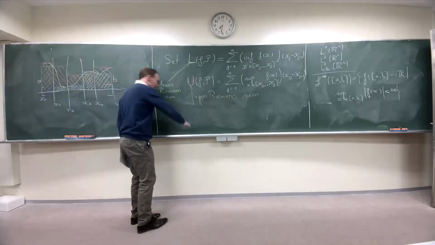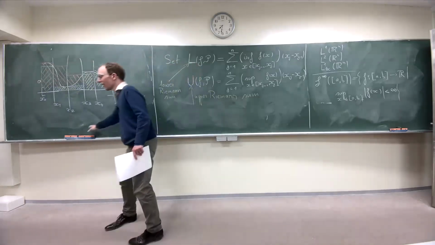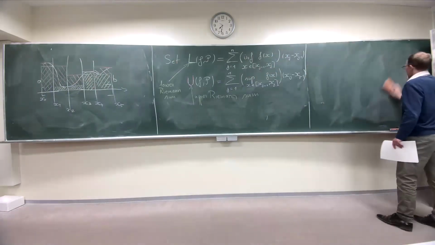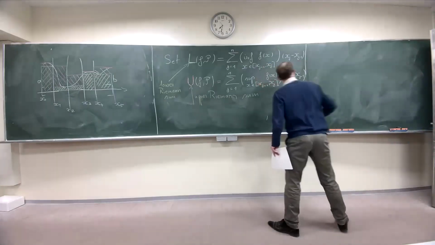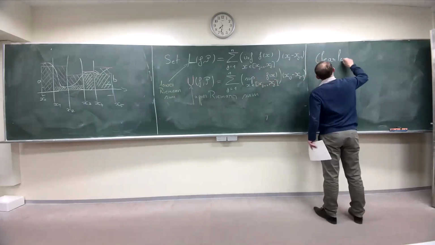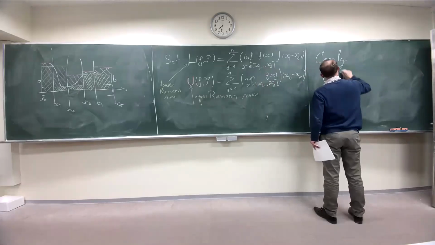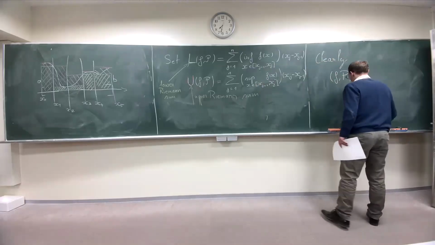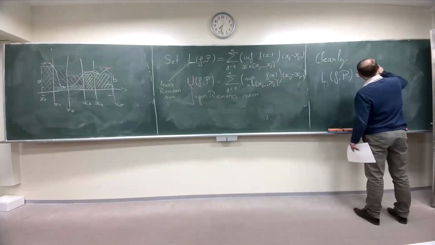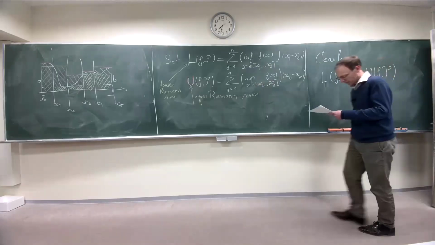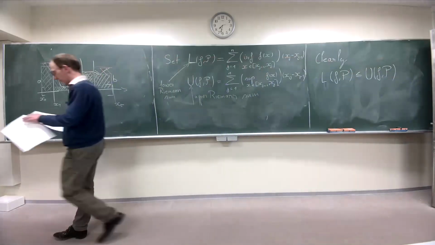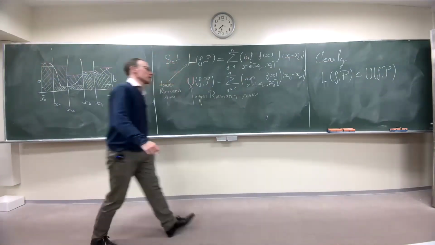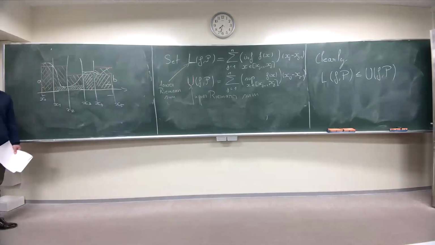So clearly you have an inequality. Clearly, the upper Riemann sum is bigger than the lower Riemann sum. Let me write it in the other order: the lower Riemann sum is smaller than U of f, P. Okay. And you can even say a little bit more. This is clear because in each interval, you take either the maximum value or the minimum value.